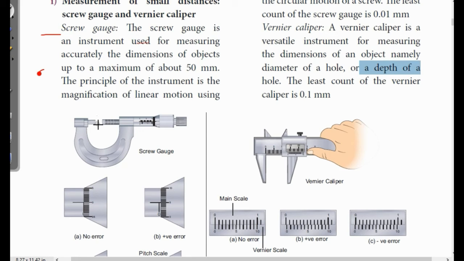So this is the portion which is going to move linearly, that is left and right, and this is the part of the screw gauge which is going to make a circular motion. Now the terms which you have to know in this part: there is a term called pitch. Pitch is the distance moved by the screw divided by number of rotations.